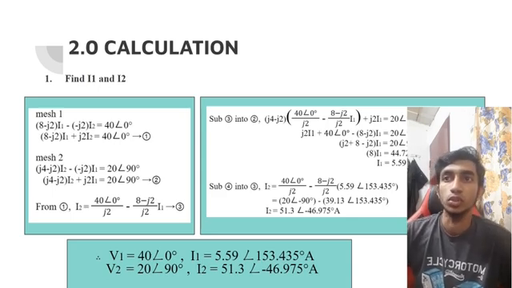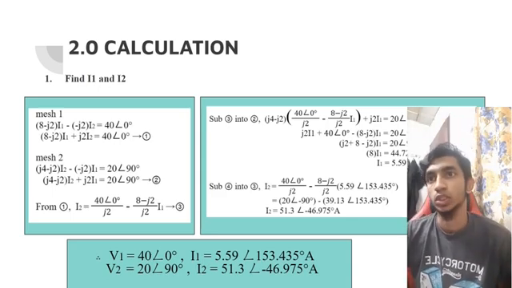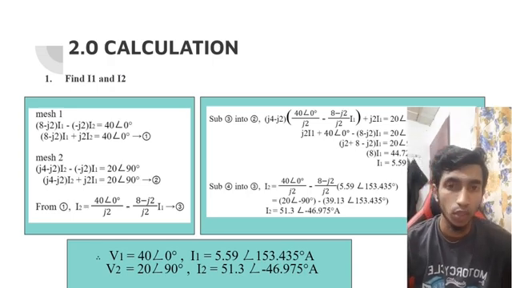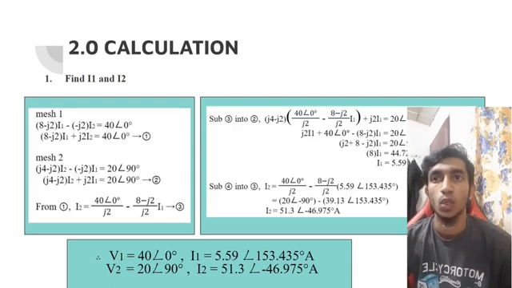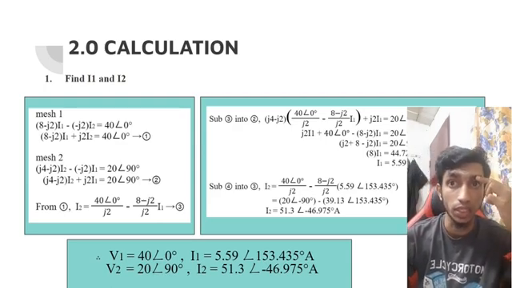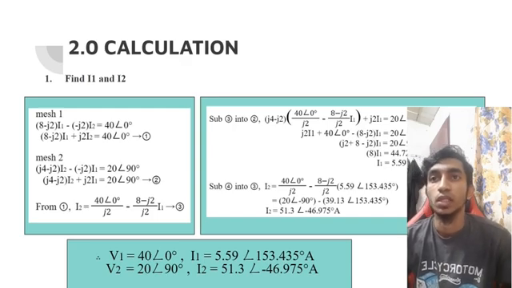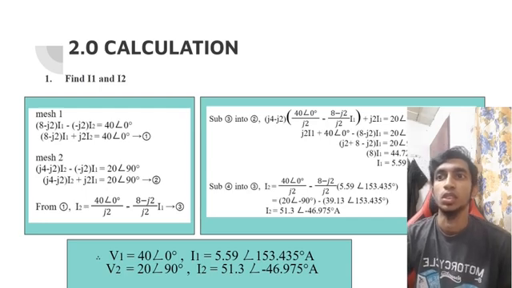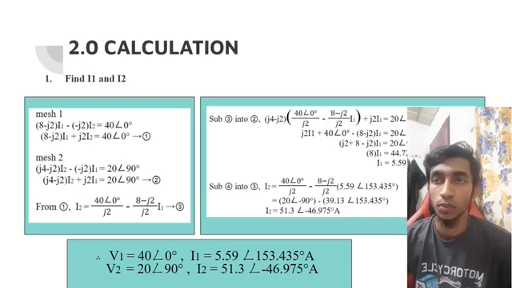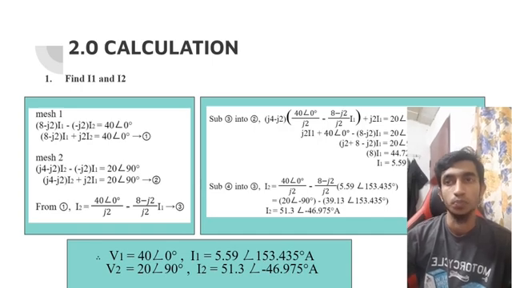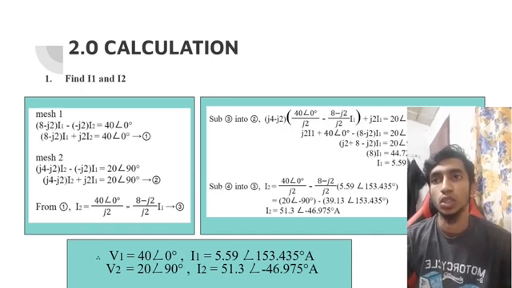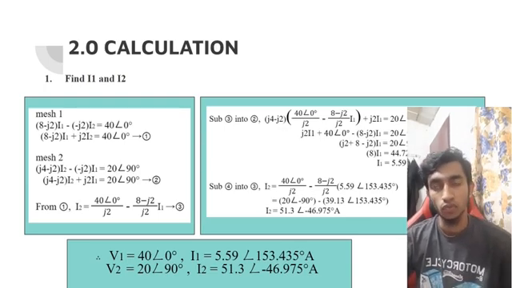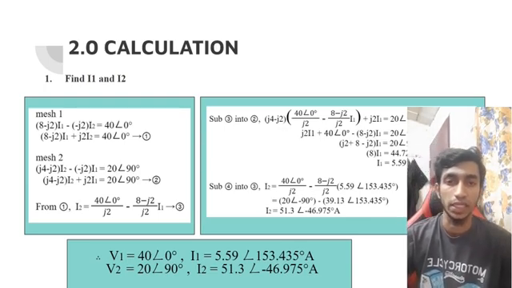So now we have to substitute the third equation into the second equation. Then we get the value of I1, which is I1 equals 5.59 with an angle of 153.435 degrees amperes. That will be our fourth equation. Now we can substitute the fourth equation into the third one to get the value of I2. If we substitute, the value of I2 will be 51.3 with an angle of negative 46.975 degrees amperes.